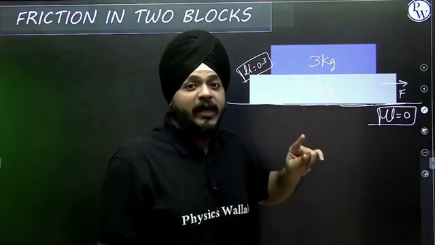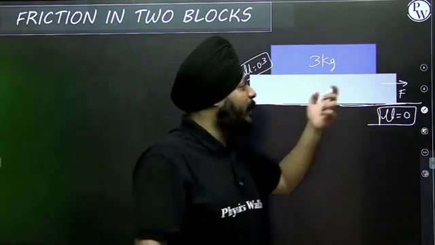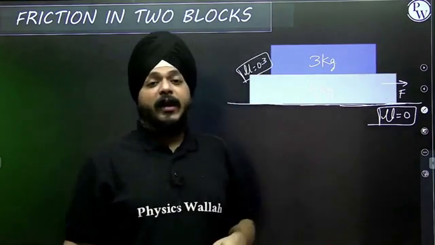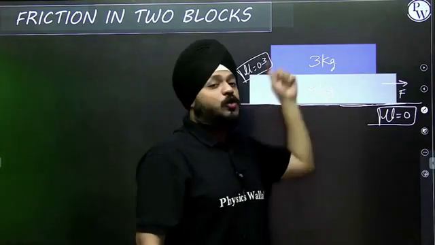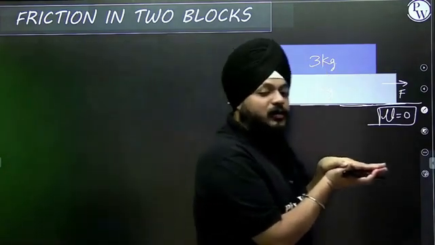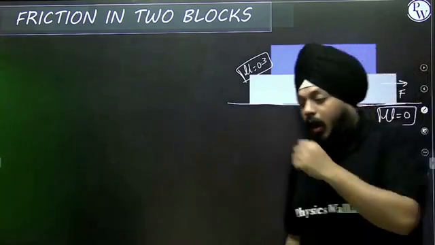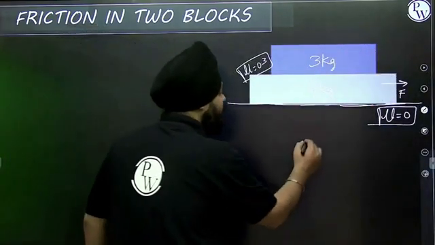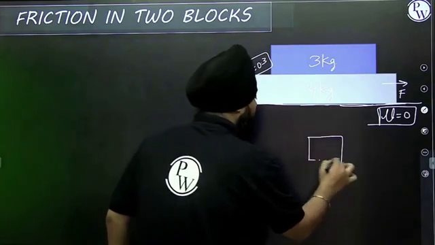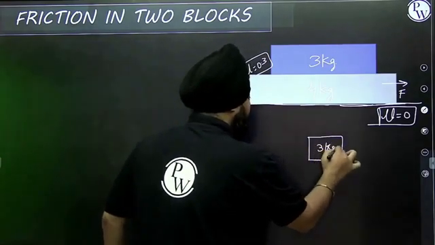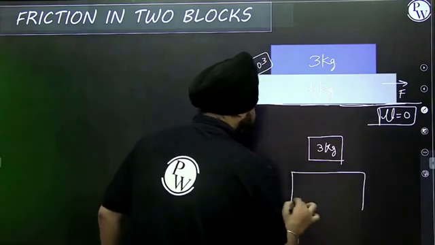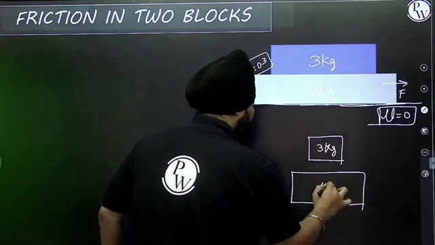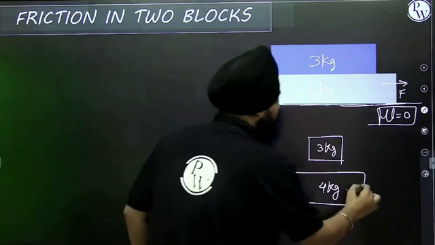We don't want to do that. We want the value of F up to which these two blocks can move together with a common acceleration. So let's draw the FBD for it. This is the 3 kg, and this is the force applied.